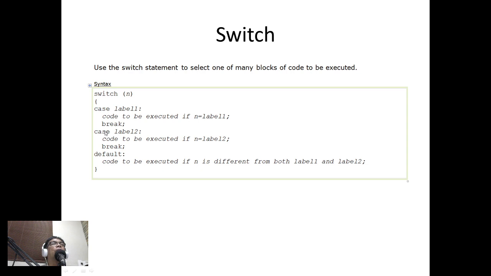statement. So case label 2, so this code here will be executed if n is equal to label 2, and then we again have here break. If this one is not yet equal here, then we have the default. So code to be executed if n is different from both label 1 and label 2. We can have more than just 2 labels, but in this example we just have 2 labels.